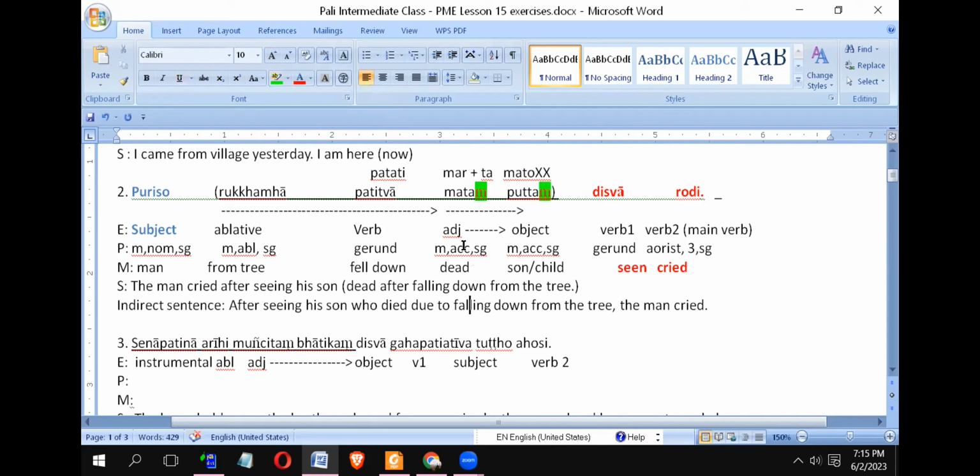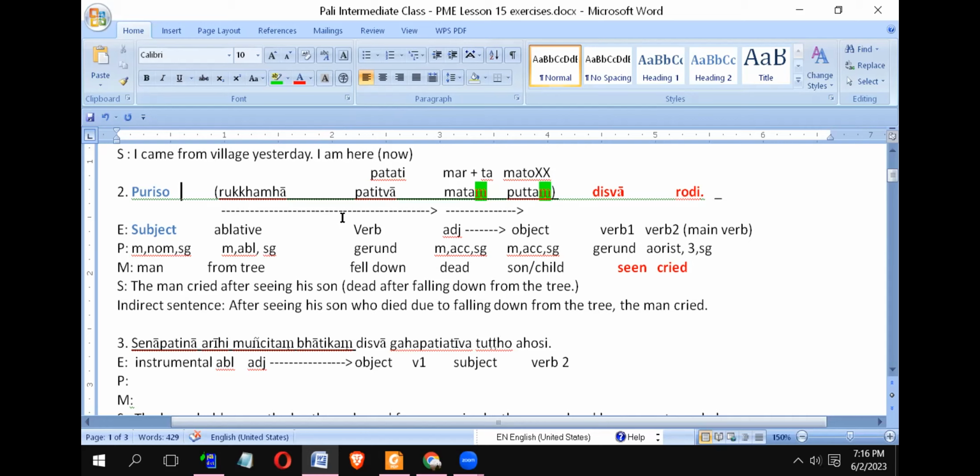All right, so I think it's clear. Okay, any question you want to ask about this sentence? So is it considered three verbs? Yeah, three verbs here, but this verb has nothing to do with the puriso.